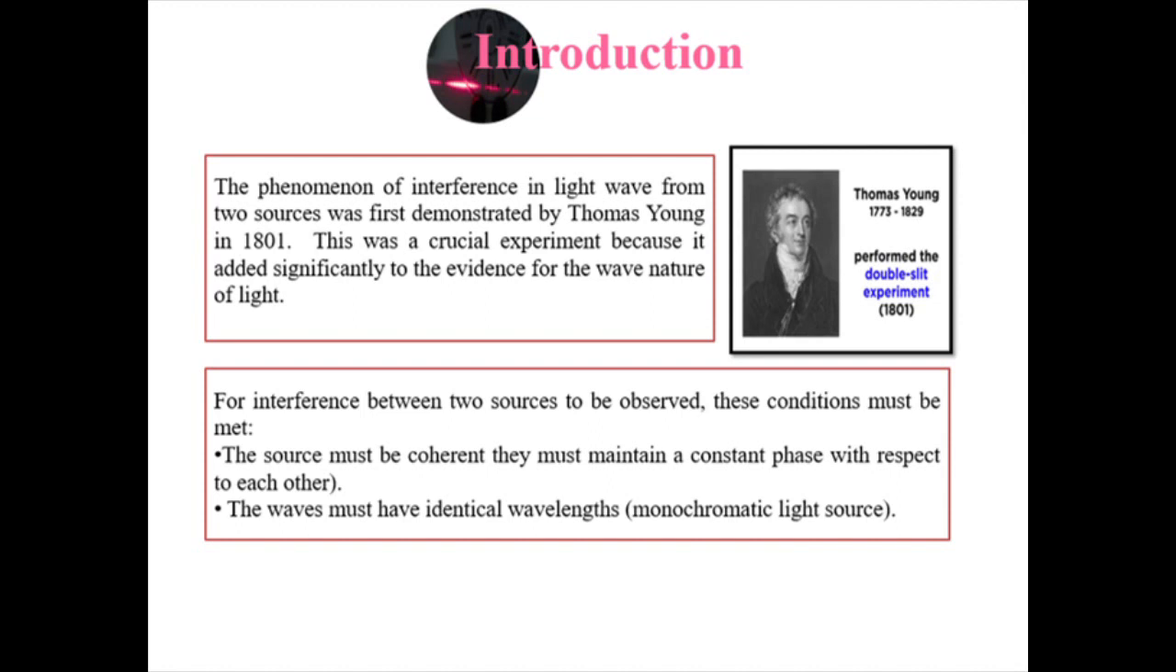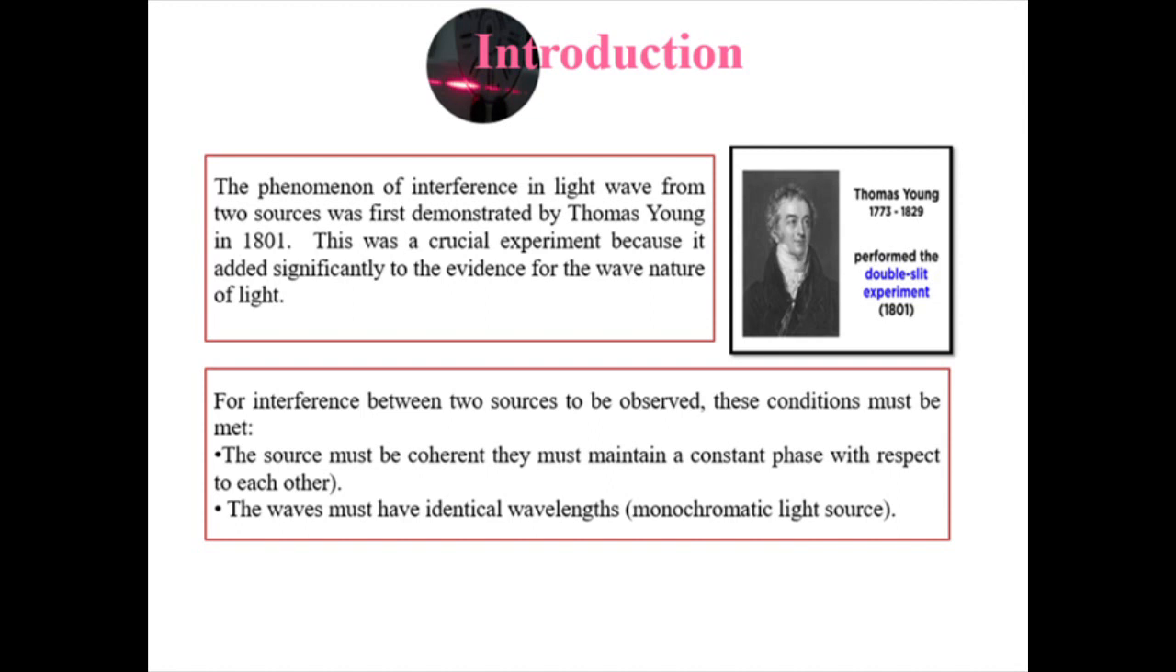The phenomenon of interference in light waves from two sources was first demonstrated by Thomas Young in 1801. This was a crucial experiment because it added significantly to the evidence for the wave nature of light.